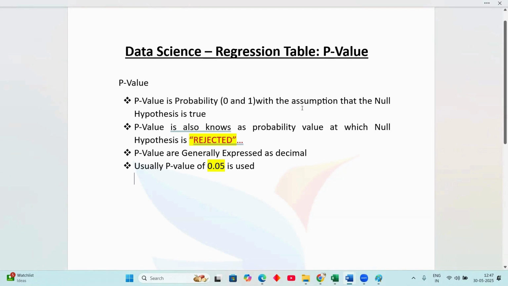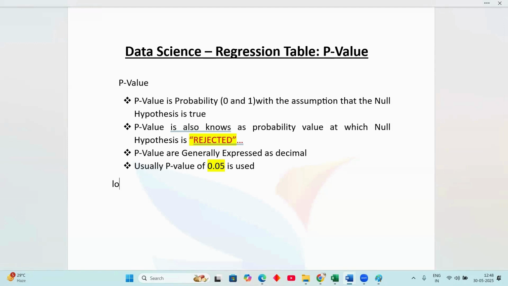This is under the assumption that the null hypothesis is true. The p-value is also known as the probability value at which the null hypothesis is rejected. P-values are generally expressed as decimals, between 0 and 1. Usually the p-value used is 0.05, which is nothing but 5% of the overall table, overall graph.